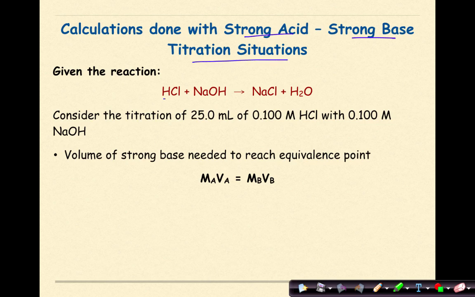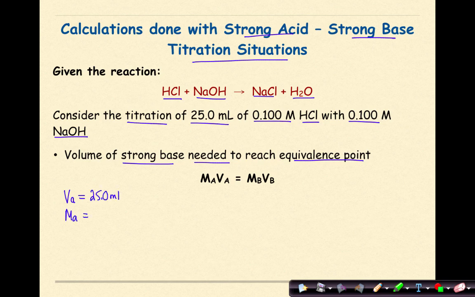Given the reaction, HCl plus NaOH yields NaCl and H2O. Consider the titration of 25 milliliters of 0.1 molar HCl with 0.1 molar NaOH. So let's list out our variables. Our volume of our acid is 25 milliliters. The molarity of our acid is 0.1 molar. The volume of our base is our X, that's what we're going to be looking for, and the molarity of our base is also 0.1 molar.